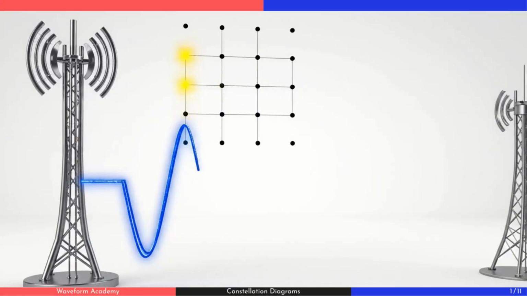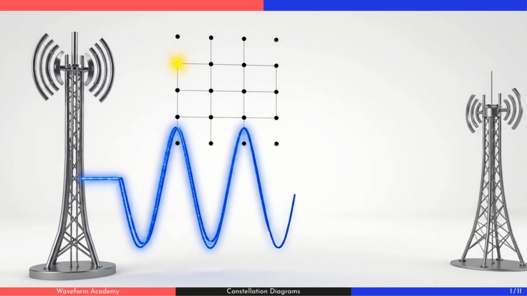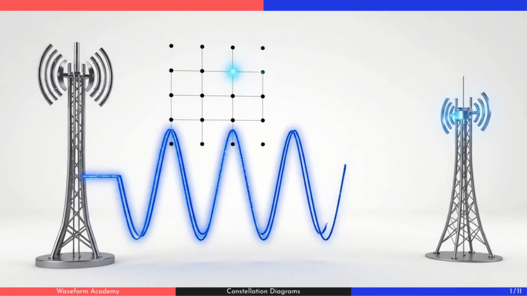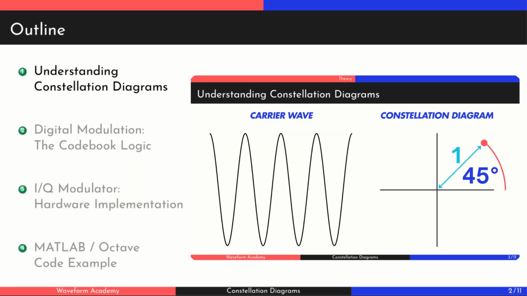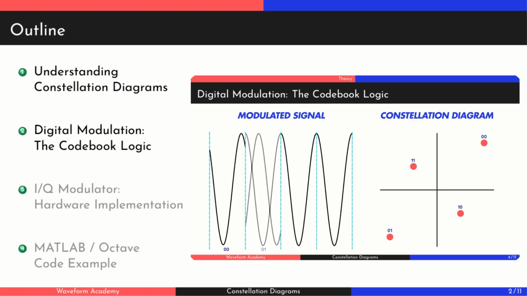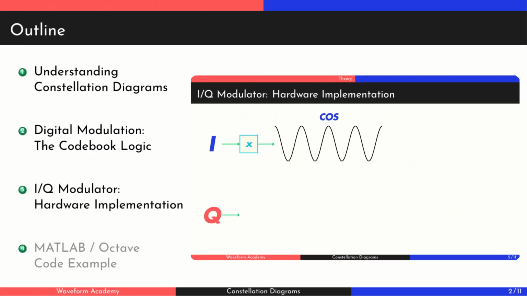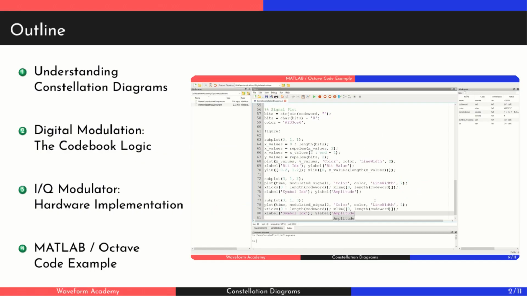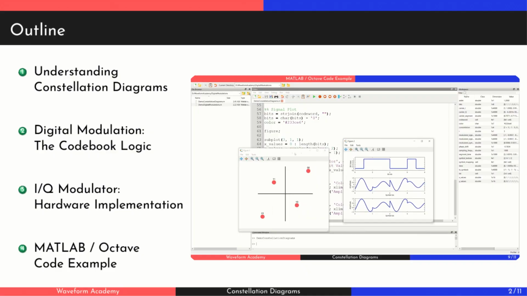Modern data transmission relies on the elegant relationship between complex numbers and electromagnetic waves. Today we will explore this by understanding constellation diagrams, breaking down the codebook logic of digital modulation, and examining the IQ modulator's hardware implementation. Finally, we'll bring it all together by building a MATLAB-compatible script using Octave.